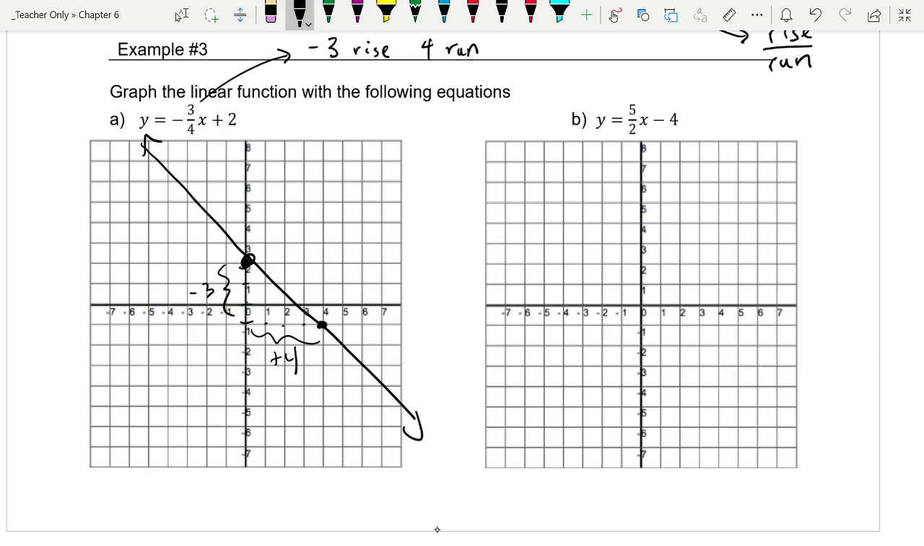Okay, was that enough time? -4 is my y-intercept. I rise 5 and run 2, which puts me there, right? So I go up 5 units and over 2 units. And now I have this line. Oh, don't like that either. Oh, that one's not bad.